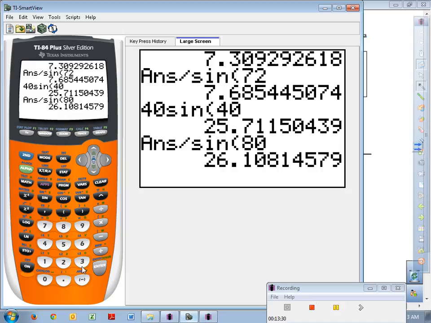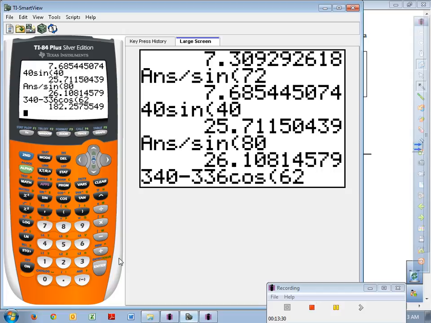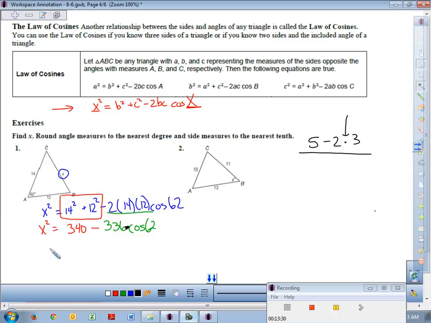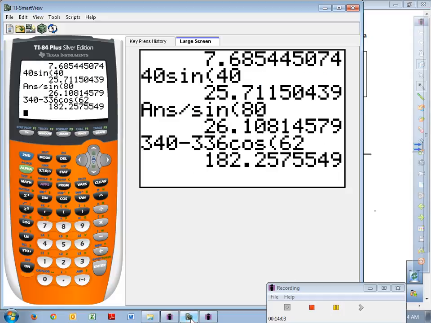Let's take 340 minus 336 cosine of 62. And we get this, 182 point blah, blah, blah. Well, let's jot that down, because realize that's what x squared is. It's about 182.26 and so on. I want you to put the dot, dot, dot, because that tells me that you haven't rounded anything. You're just going to keep that exact in your calculator, and then you want to square root that.